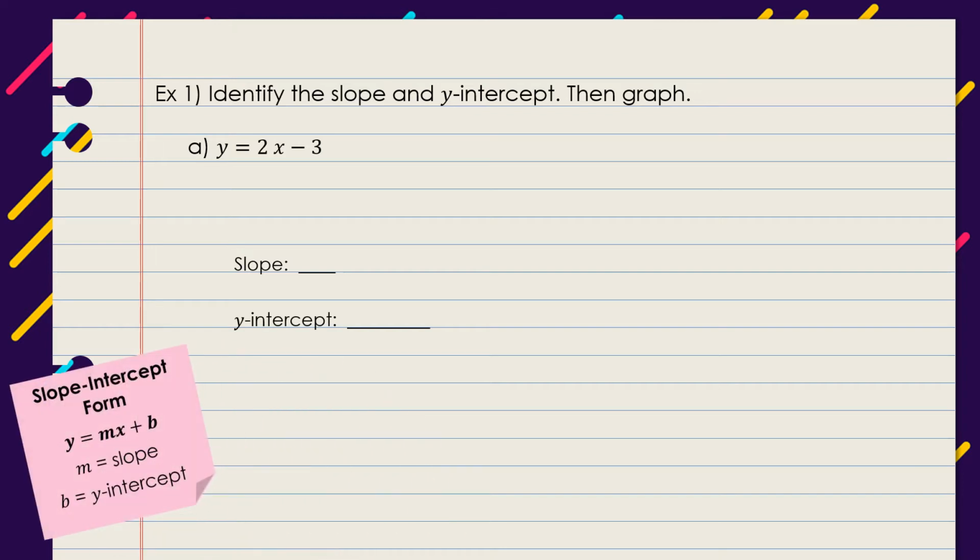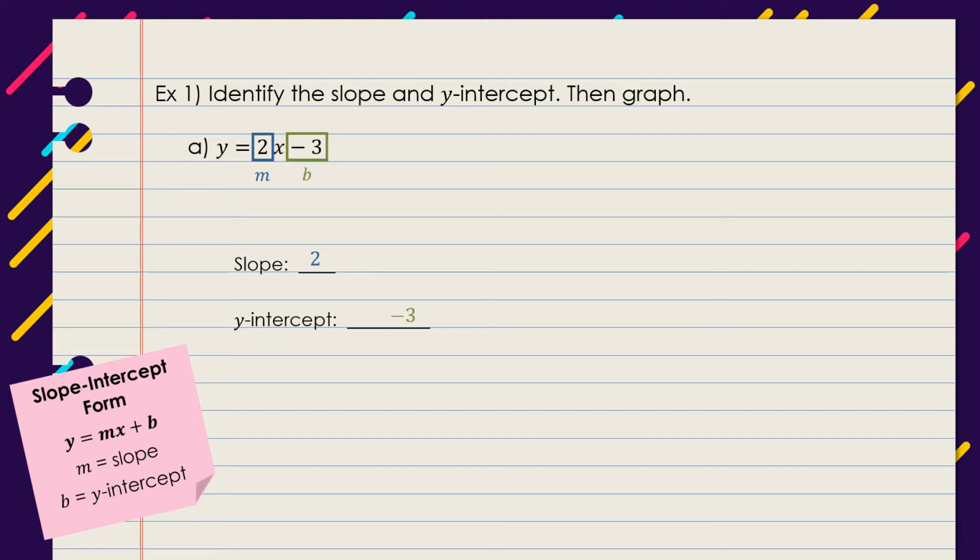Just as a reminder, the slope-intercept form is y equals mx plus b, where m equals slope and b equals y-intercept. So when we look at our equation, y equals 2x minus 3, notice that the 2 is next to the x. It's in the same place as the m in y equals mx plus b. So 2 must be our slope. Then notice we have a minus 3, and that is in the same place as the b in the y equals mx plus b format, so it must be our y-intercept.